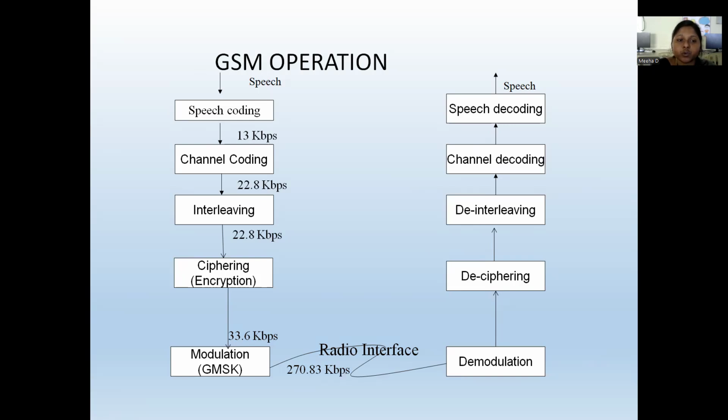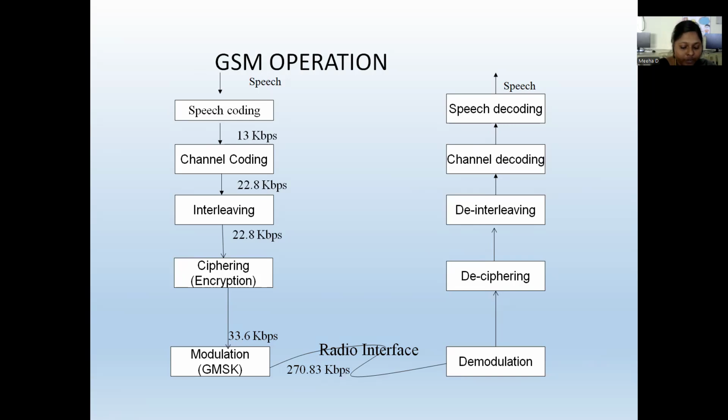So first, the speech coding. What is speech coding? When the call comes, at the mobile station itself, the audio analog signals will be converted into digital bits in the speech coding area. Then it comes to channel coding. The work of channel coding is to add error correction and remove the noises.